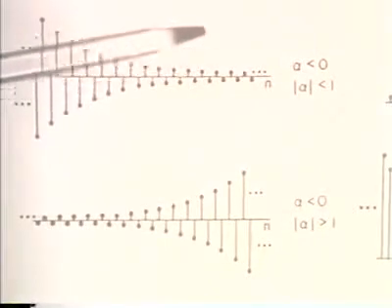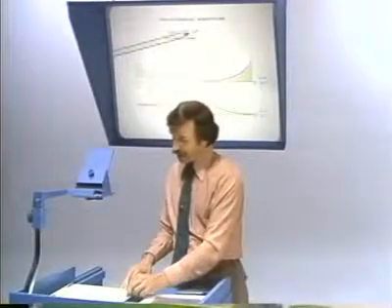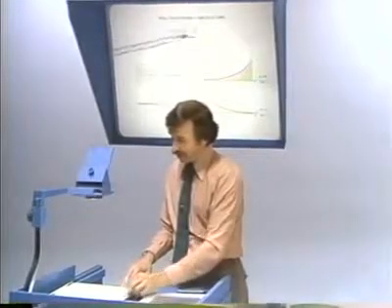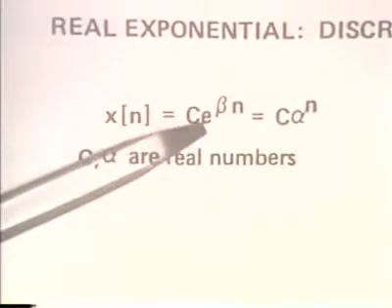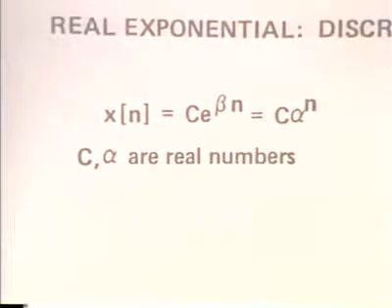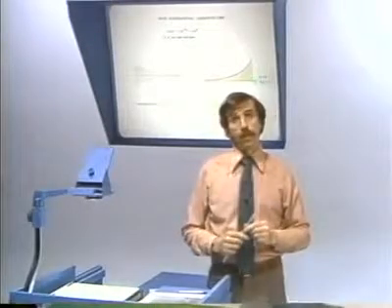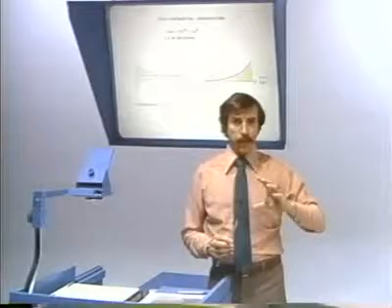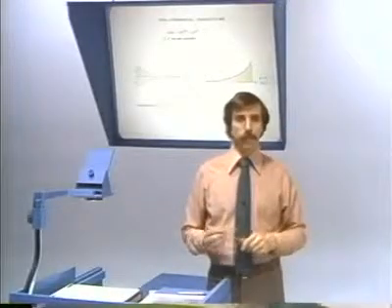Now, if you think about alpha positive and go back to the expression that I have at the top, namely c times alpha to the n, with alpha positive, you can see a straightforward relationship between alpha and beta, namely beta is the natural logarithm of alpha. Something to think about is what happens if alpha is negative, which is, of course, a very important and useful class of real discrete time exponentials also. Well, it turns out that with alpha negative, if you try to express it as c e to the beta n, then in fact beta comes out to be an imaginary number.